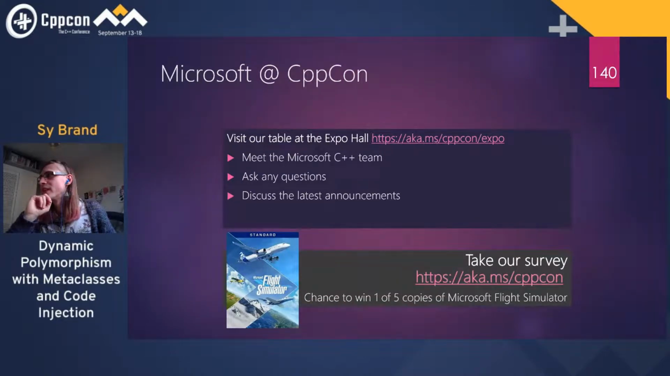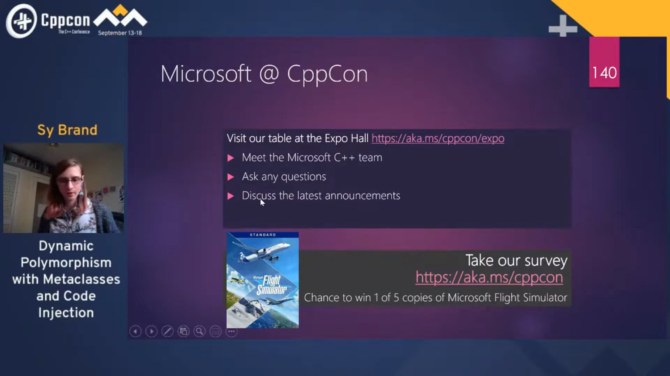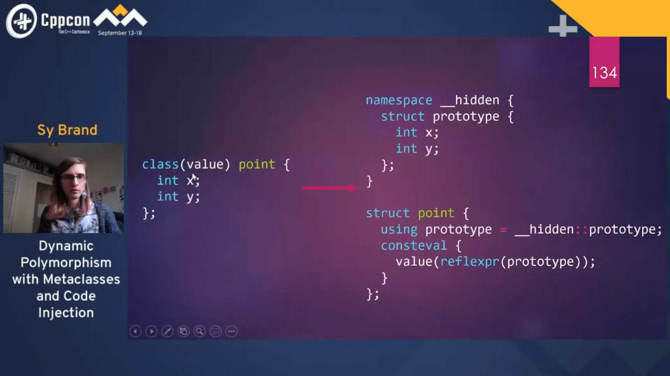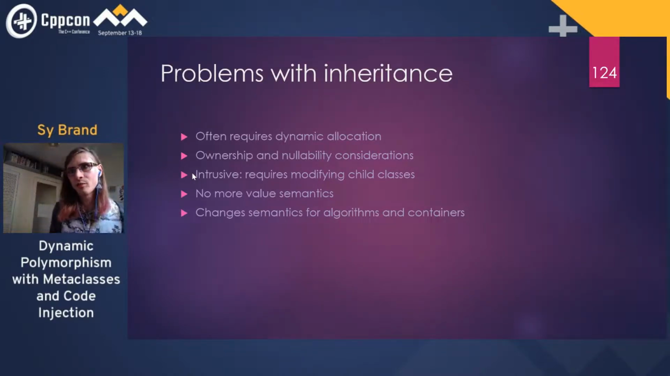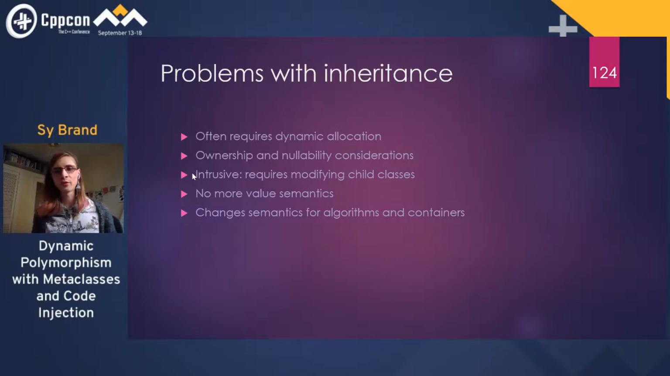Could I review again the advantages of this approach over the traditional dynamic polymorphism and virtual functions? Sure. The slide on problems with inheritance, it solves these problems, right? You can avoid dynamic allocation in cases where you know more about your types, or you can use small buffer optimizations, things like that. You have value semantics. You don't have to care about ownership and nullability. These are all the benefits of using this kind of technique over inheritance.